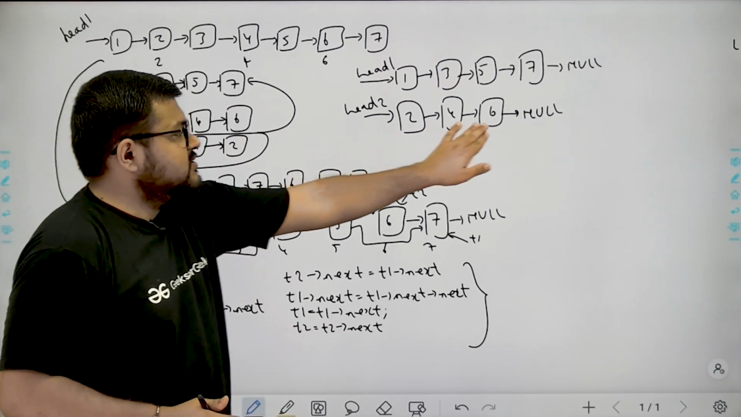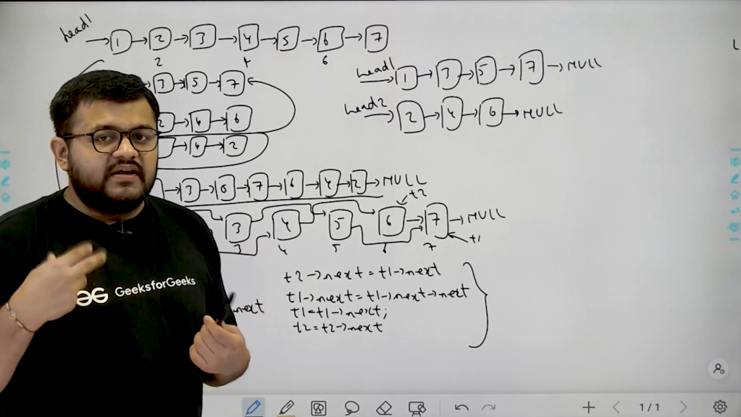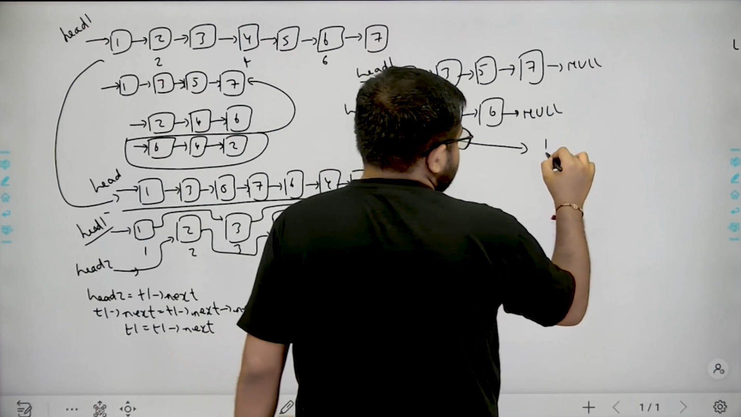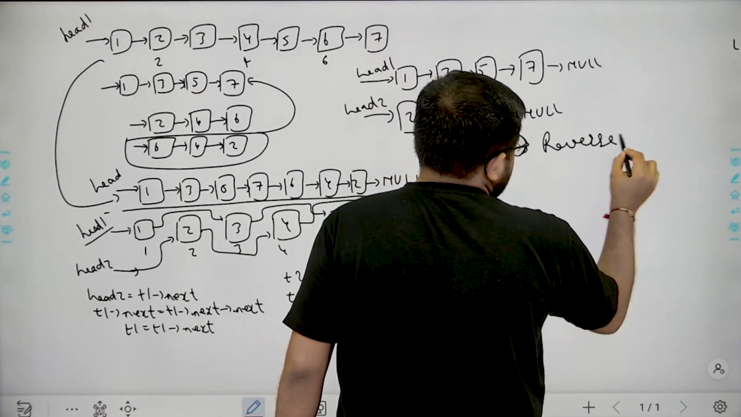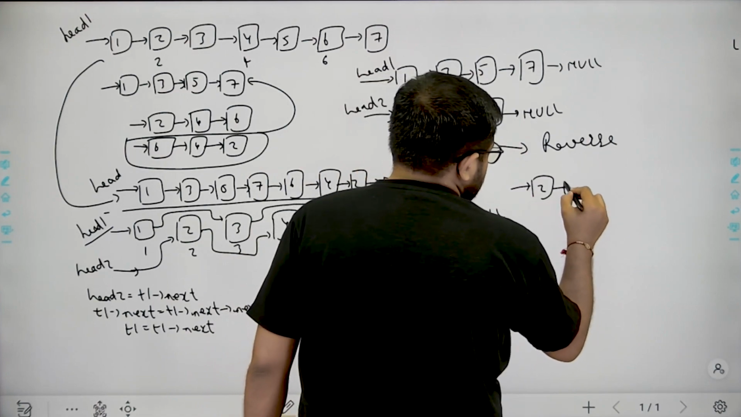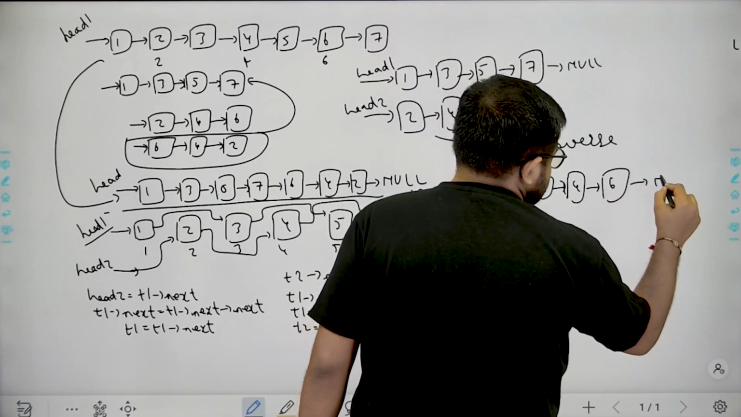Now we want to reverse this linked list. So how can we reverse a linked list? We can reverse a linked list using 3 pointers. So basically I want to reverse this linked list. Okay, so see, this is 2, this is 4, and this is 6, right? And this is equal to null.